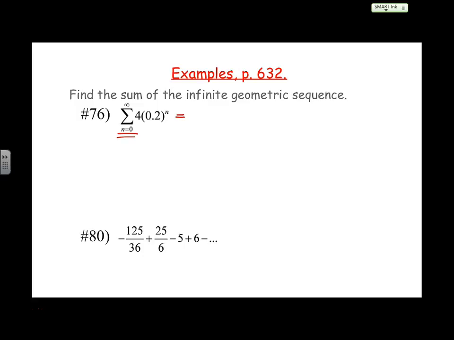Where would we start plugging in? Our lower bound, which is 0. So we'd have 4 times 0.2 to the 0 power plus, what's our next one? 4 times 0.2 to the first power, right? Plus 4 times 0.2 to the second power, plus we could keep on going. But let's make this look prettier. What's anything to the 0 power? What's 4 times 1? 4. What's 4 times 2/10? Ooh, 4 times 1/5.